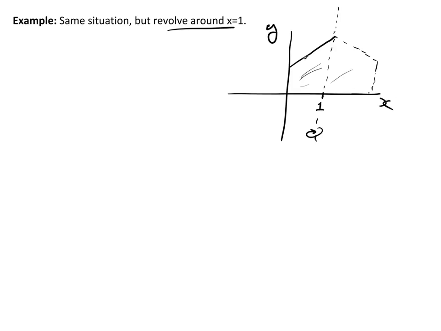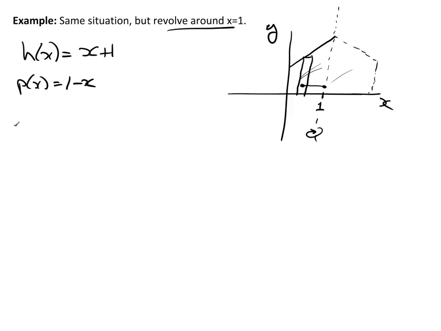Well, my representative rectangle is going to look like this. So h of x really hasn't changed. That's just going to be x plus 1. Now, p of x has definitely changed, because rather than from the y-axis to here, I'm going from the axis of revolution, 1, to here. So how do I represent that? It's no longer just x. So this distance, as x goes from 0 to 1, this distance will be 1 minus x.